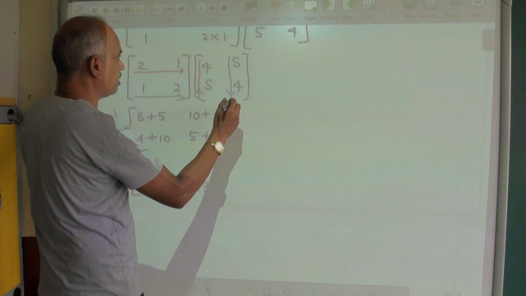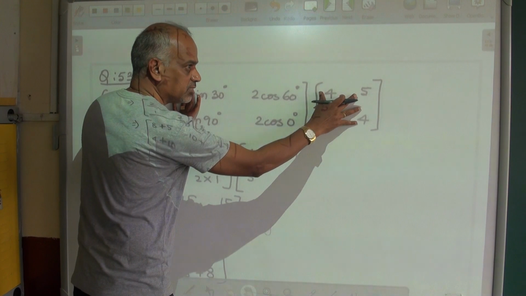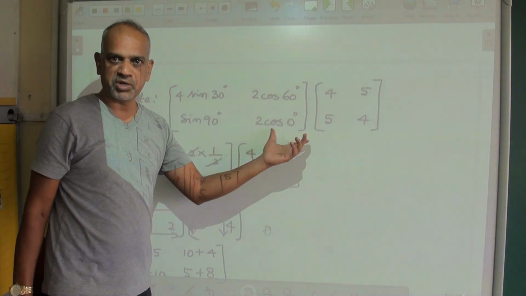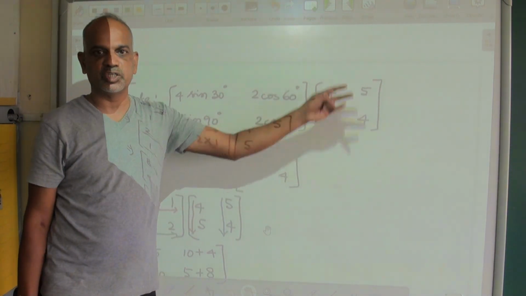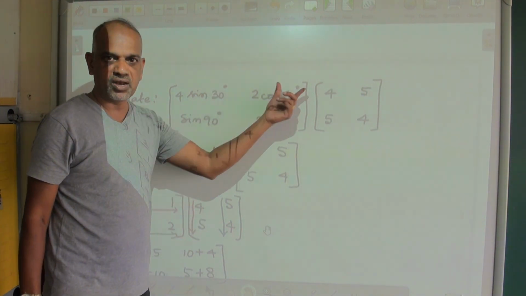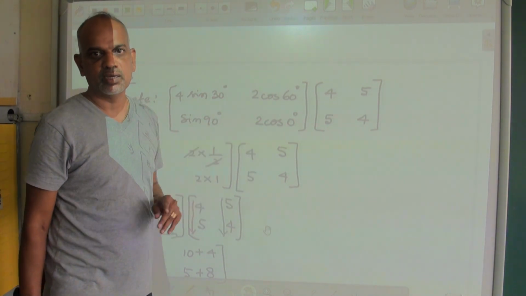Once more, I am telling you something about this. Never multiply this matrix and this matrix straight away, because these have trigonometric ratios. If you multiply, there will be more of these trigonometric ratios repeating. So it's better you substitute these values first and then simplify them, and then lastly you can do the multiplication.